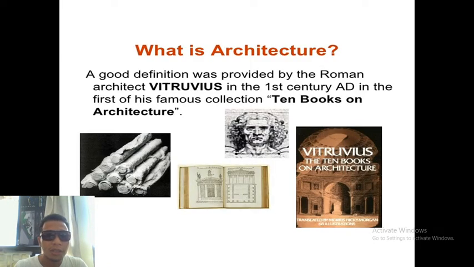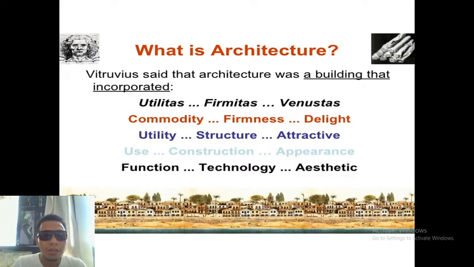So what is architecture? A good definition was provided by the Roman architect Vitruvius in the first century AD in the first of his famous collection, Ten Books of Architecture. So later on we will be discussing more on that. But according to Vitruvius, he said that architecture was a building that incorporated utilitas, firmitas, venustas.